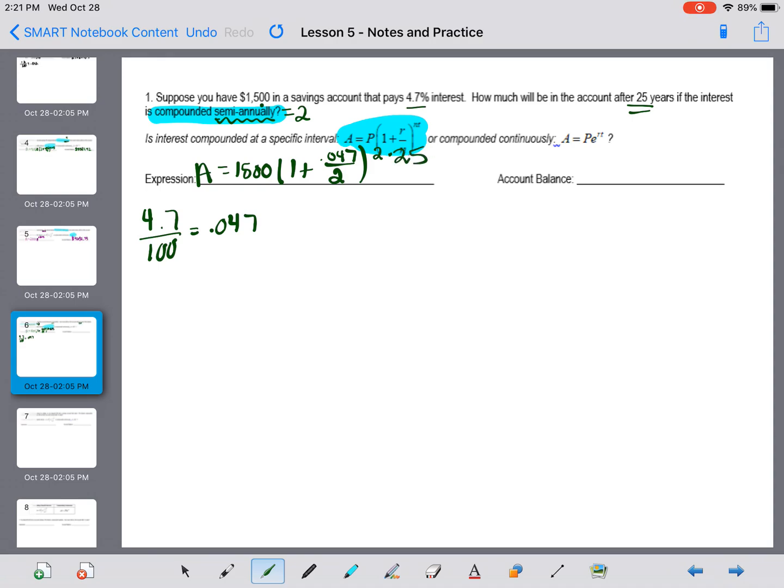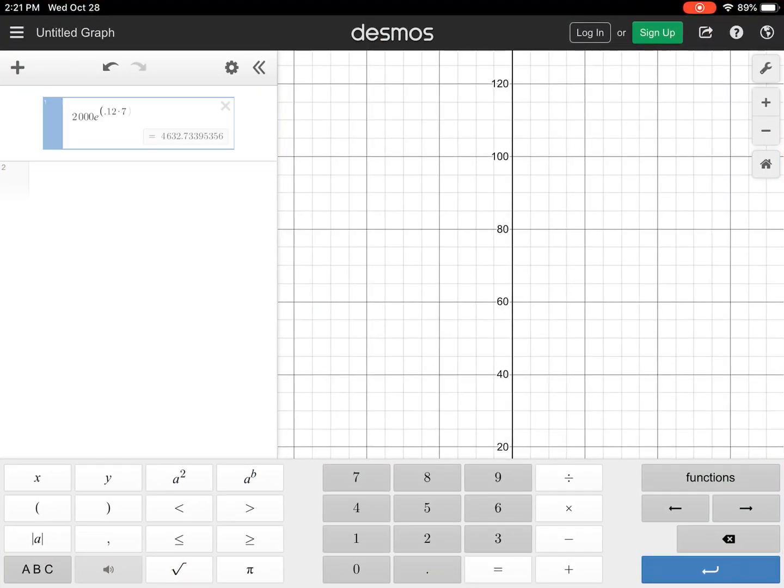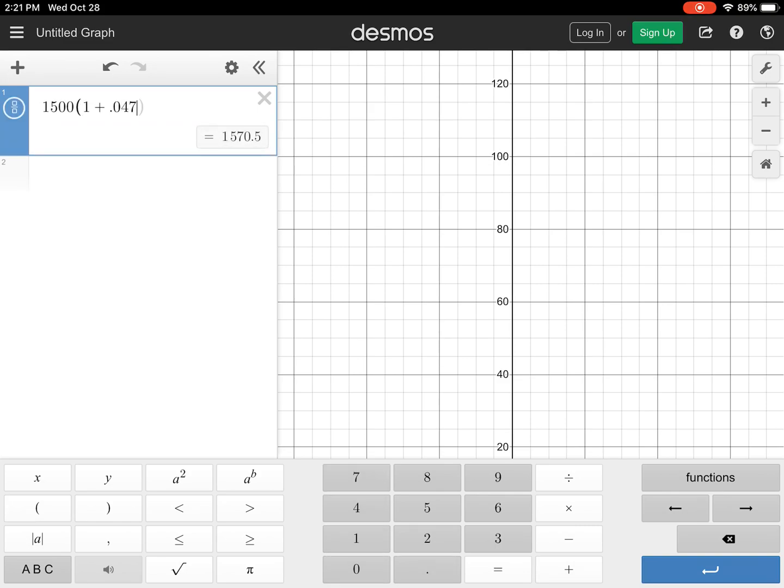So that's what we are plugging into decimals. 1,500 times 1 plus 0.047 divided by 2 raised to 2 times 25. Go ahead and plug that in. So we get 1,500 times 1 plus 0.047 divided by 2. Again, arrow out or click out, close the parenthesis. Raise it, again, make sure you put parentheses there, 2 times 25.